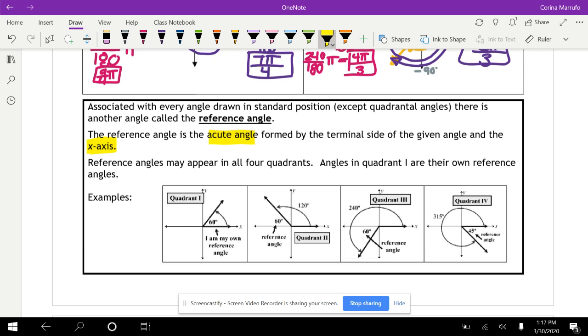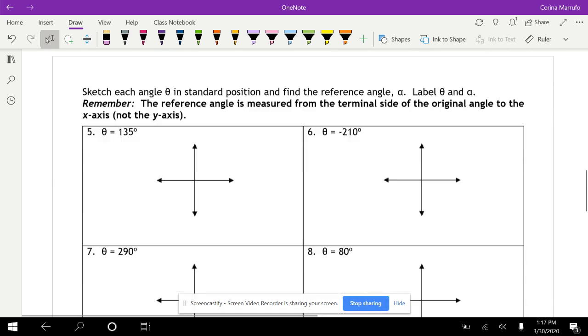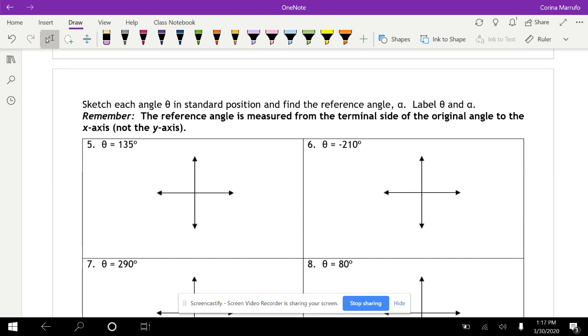And then they give us the examples, but I'm going to go ahead and go over the examples and then we'll use this as a little review first, just so it makes more sense. So we're going to sketch each angle theta in standard position, and then we're going to find the reference angle alpha. So this little a, it looks like a little fish. That's what we use for the reference angle. That's what the reference angle means. And so theta is our original angle, and then alpha is going to be our reference angle.